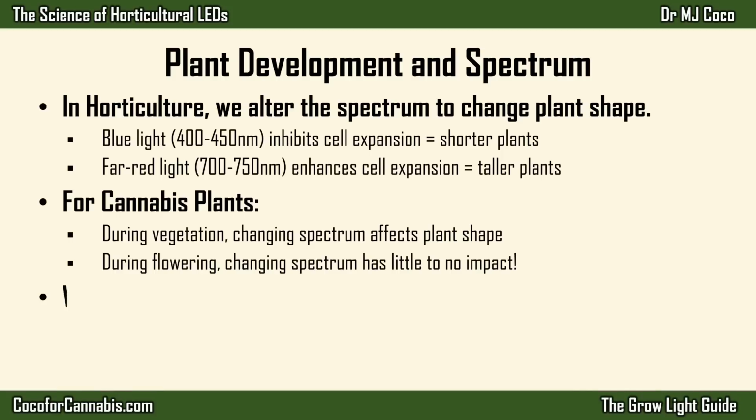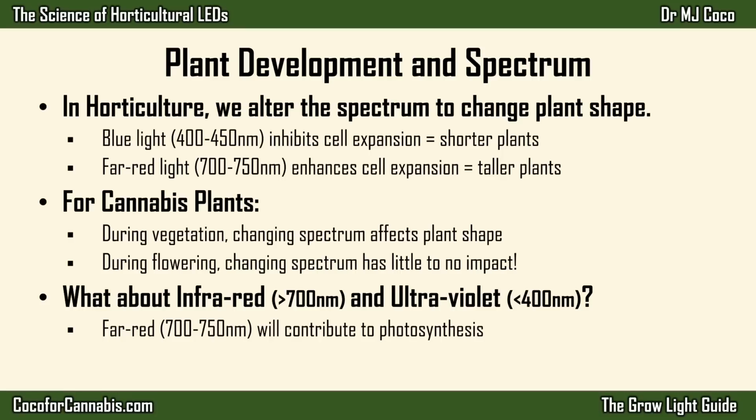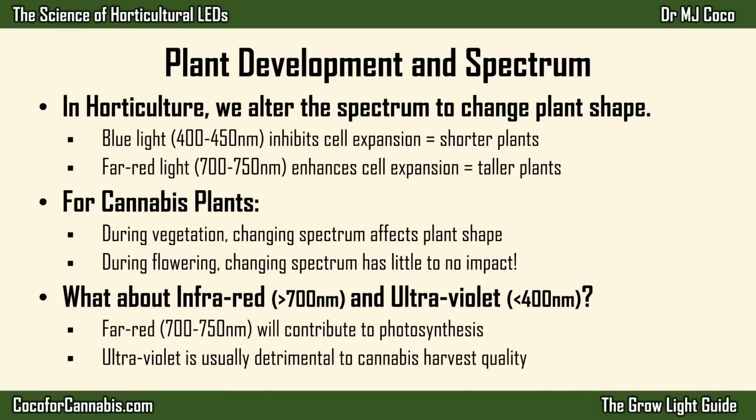You may be asking, what about infrared or ultraviolet? Many cannabis growers believe that infrared or ultraviolet light will have a positive impact on harvest quality. Some manufacturers are marketing to these beliefs, but they are not based on science. Now, as I mentioned, far red light will contribute to photosynthesis, and that could lead to larger yields. But the best research on UV light suggests that it is usually detrimental to cannabis harvest quality. I neither use nor recommend supplemental UV light for indoor growers.